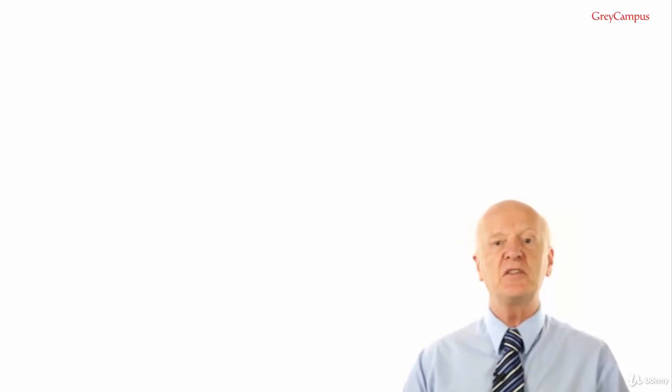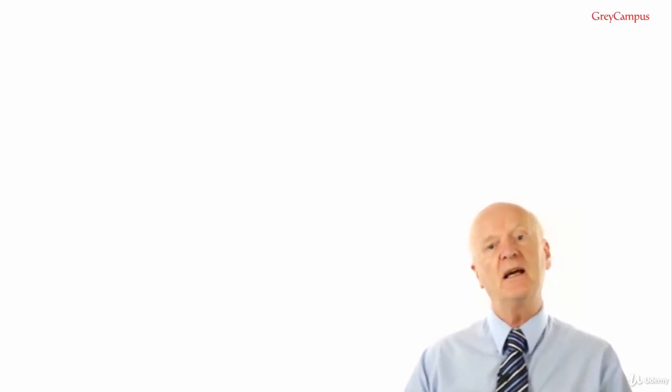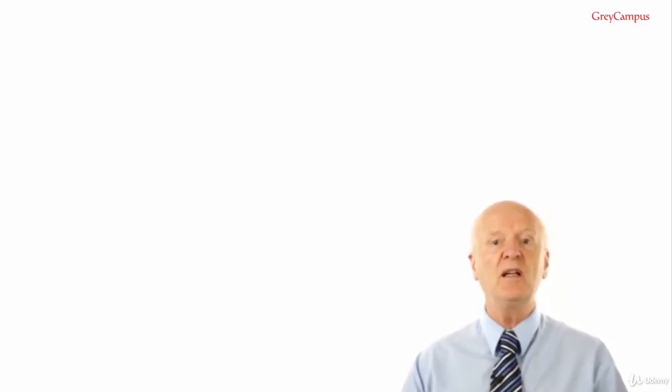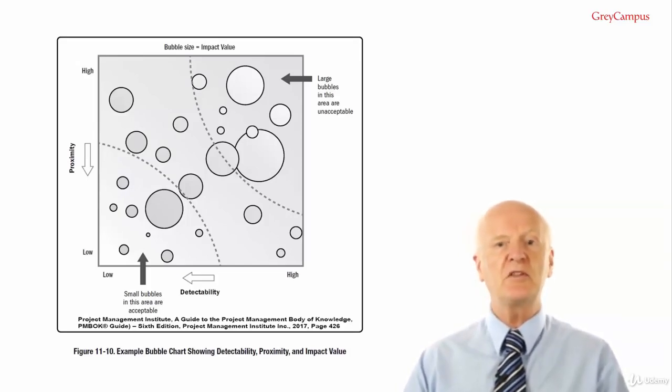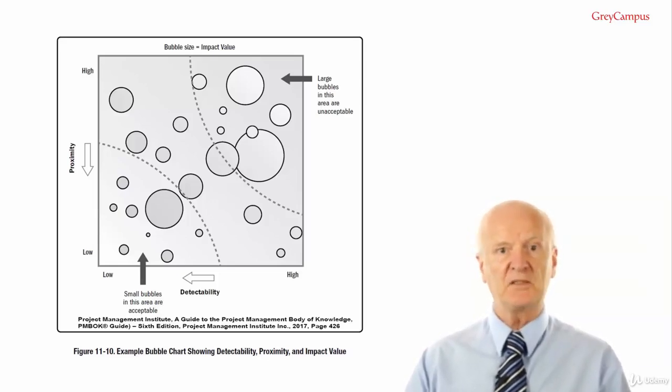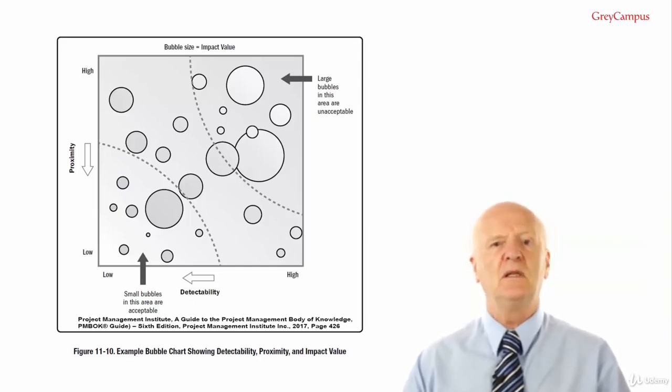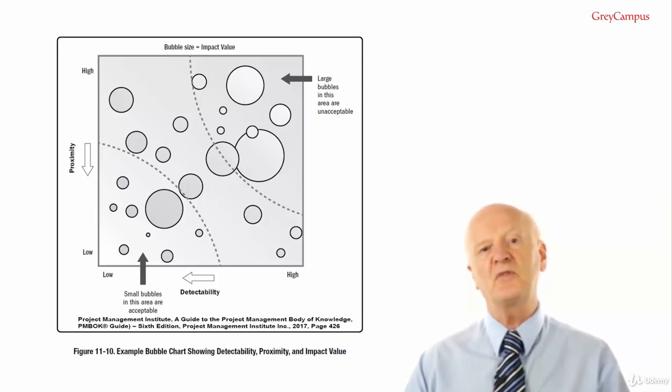Next is hierarchical charts, where risks have been categorized using more than two parameters. The probability and impact matrix cannot be used. Other graphical representations are required. For example, a bubble chart displays 3 dimensions of data where each risk is plotted as a disk or a bubble, and the 3 parameters are represented by the x-axis value, the y-axis value and the bubble size. An example bubble chart is shown in figure 11.10 with detectability and proximity plotted on the x and y axis and impact value represented by the bubble size.